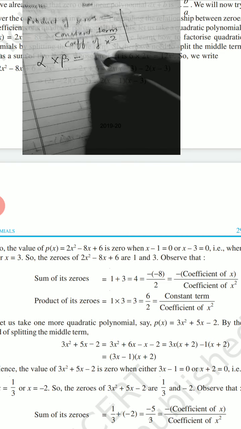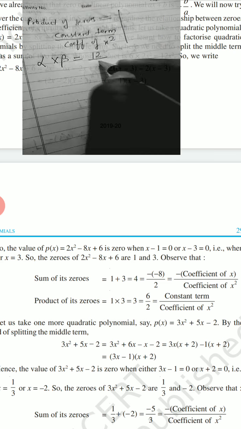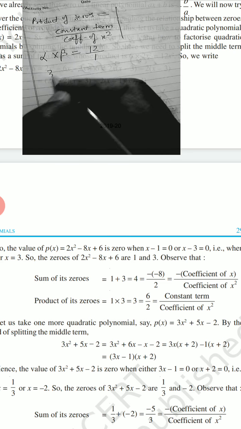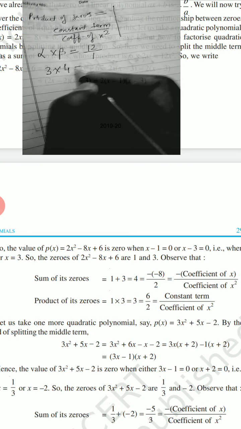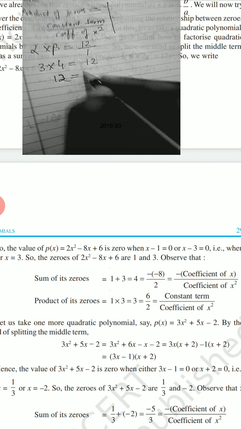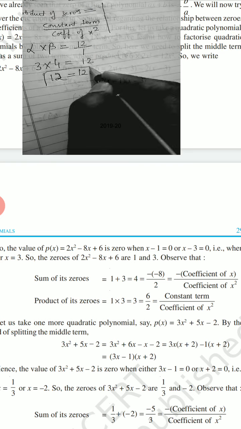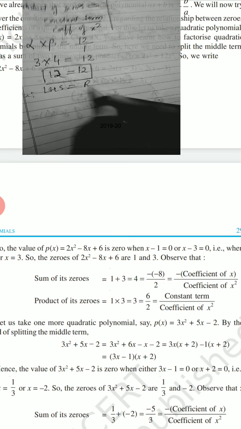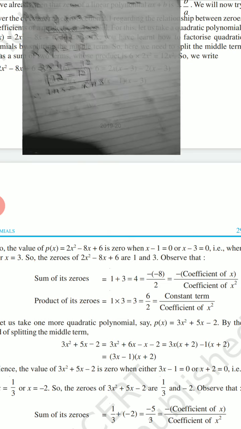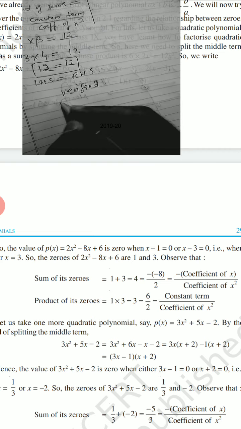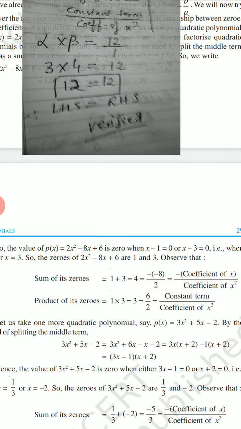term is 12 and coefficient of x square is 1. So now you can say alpha is 3 and beta is 4. Therefore 12 equal to 12. Again you can see LHS is equal to RHS. This is verified.